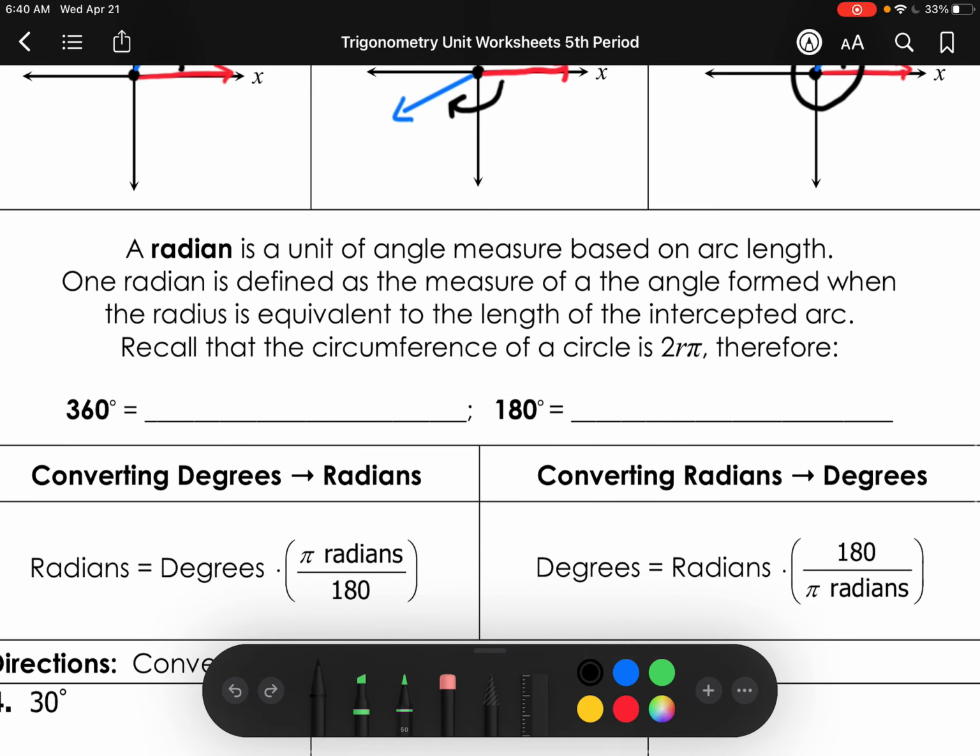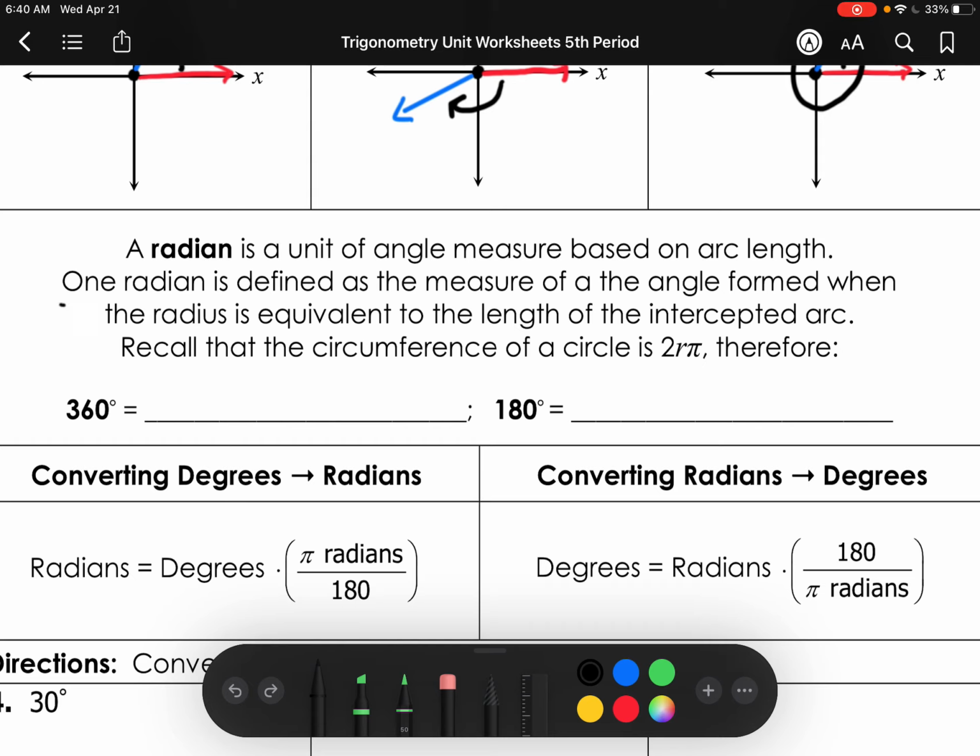Here it tells us that a radian is a unit of angle measure based on arc length. One radian is defined as the measure of the angle formed when the radius is equivalent to the length of the intercepted arc. And then it tells us to recall that the circumference of a circle is 2 pi r. We'll come back to that.